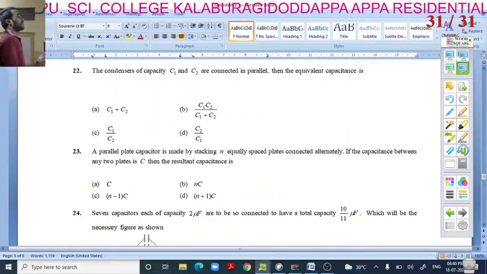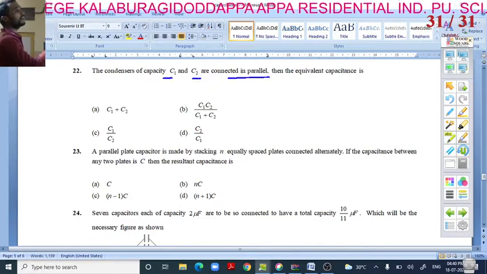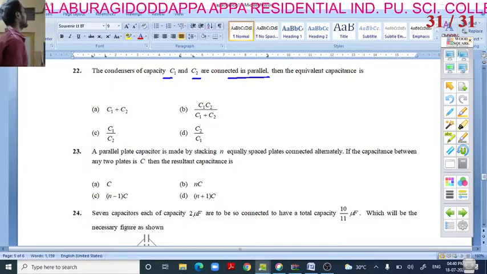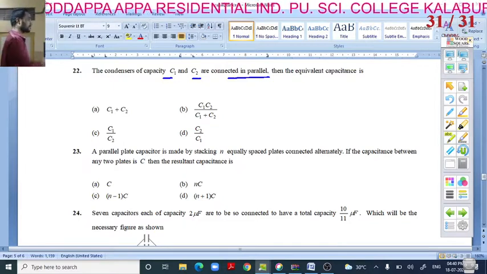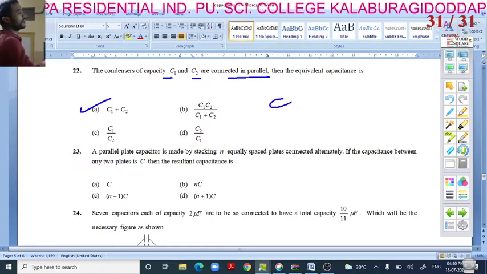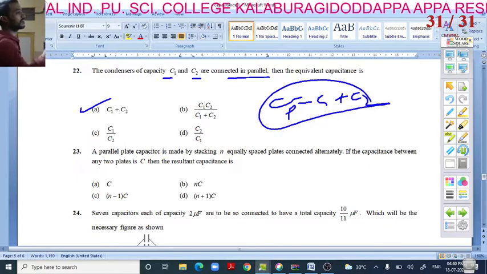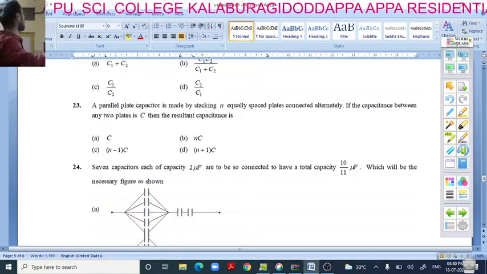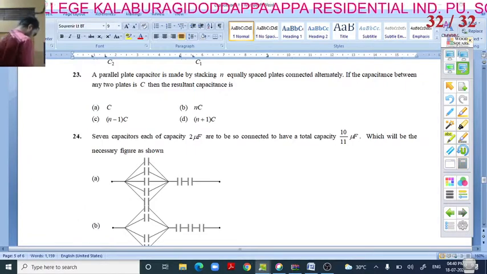The capacitors C1, C2 are connected in parallel. Then the equivalent capacitance is? Direct formula: parallel formula, Cp is equal to C1 plus C2, right? Next, 23rd.